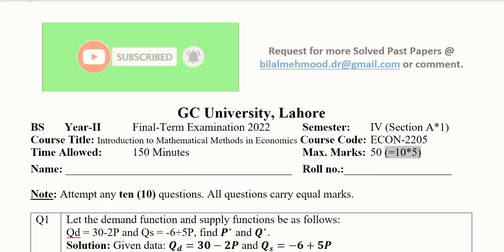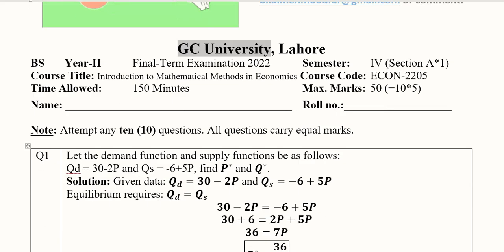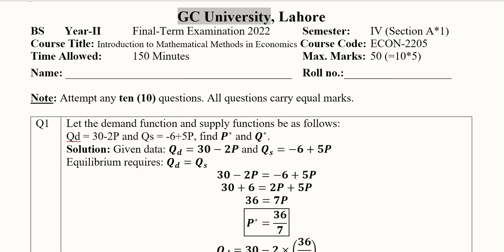Hi there, in this video we will try to solve the final term exam of Introduction to Mathematical Methods in Economics. The course code is 2205 and it was held in GCUL University, Lahore. So let's see the questions.